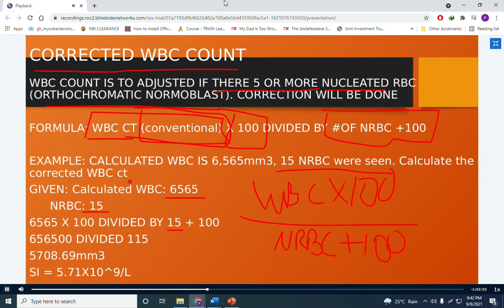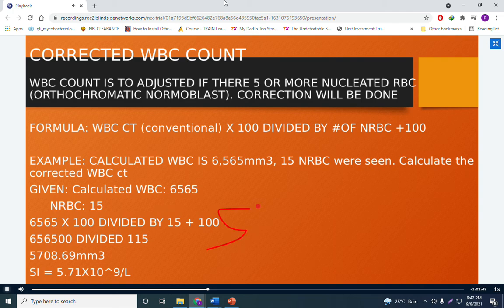Divided by 115, you get a very long decimal place. So it's 5,708.69. Now, remember class yung rule natin, no? Since this is 5, you have to round up. So this should be 5,708.70.